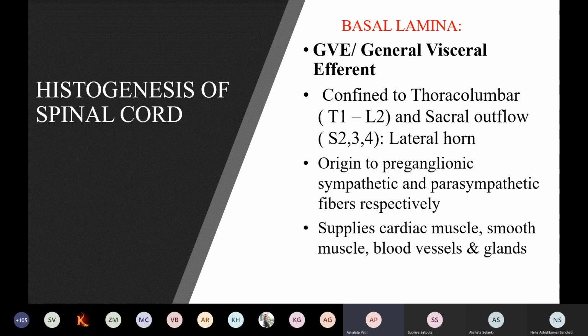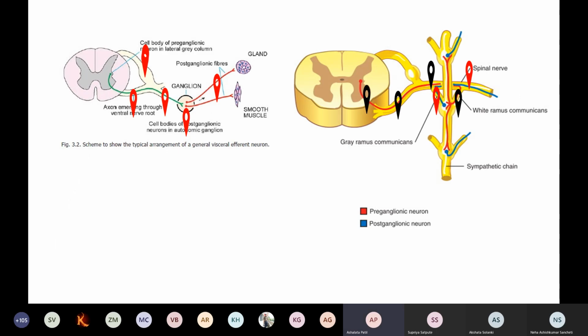So these nuclei give rise to preganglionic sympathetic and parasympathetic fibers. And what do they supply? The sympathetic and parasympathetic fibers, the autonomic nervous system, are involuntary, not under our control. So they supply the cardiac muscle, smooth muscle, that is all viscera, blood vessels and the glands. And the somatic component supplies the skeletal muscles. So this is just a diagrammatic representation. Here you can see from this lateral horn, this is the dorsal root of the spinal nerve. This is the ventral root of the spinal nerve.